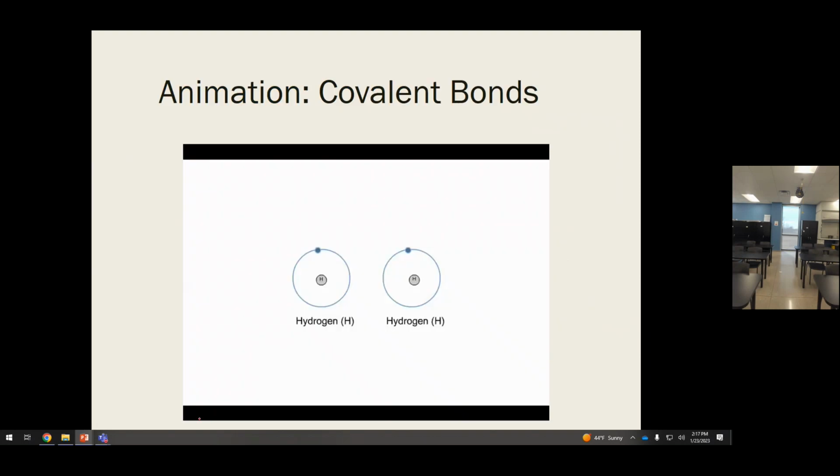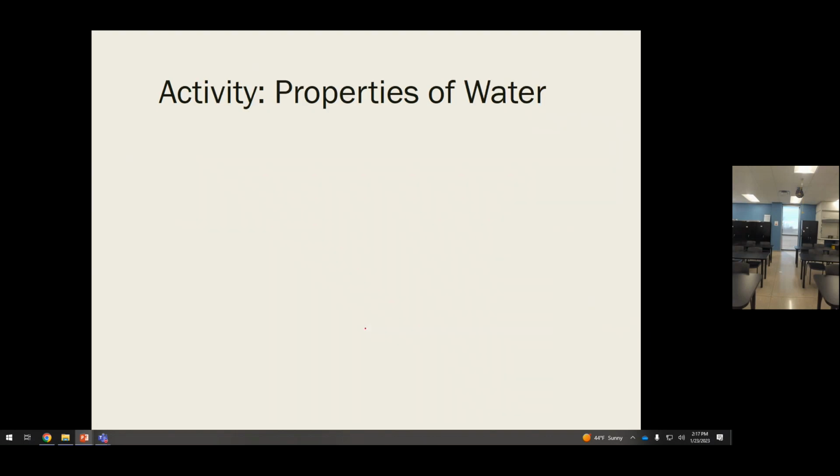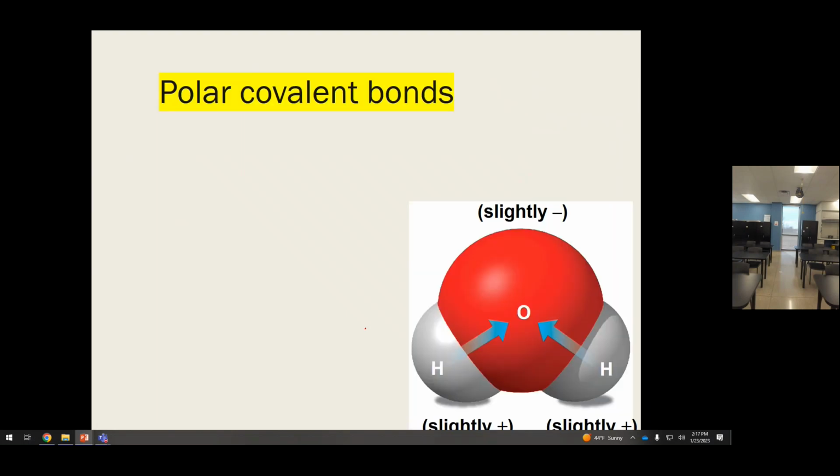Here is a little animation about covalent bonds, which clearly is not going to work. Now I would have you do the handout properties of water, which you can print from the module. It's really helpful and I think you should do it, but obviously that's up to your discretion.